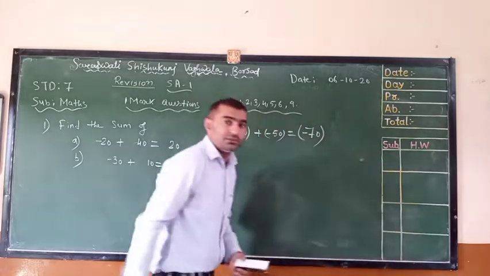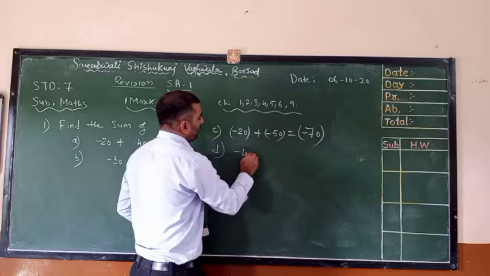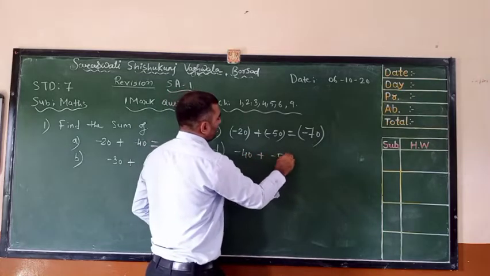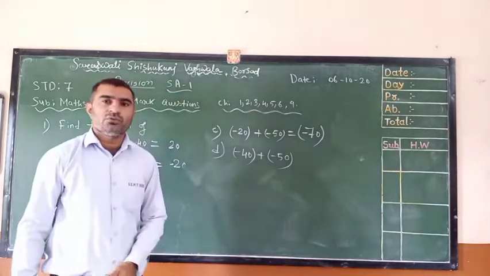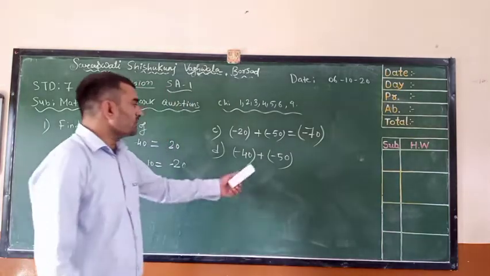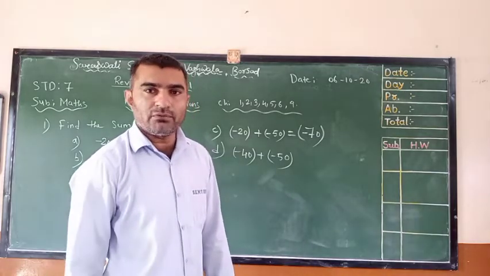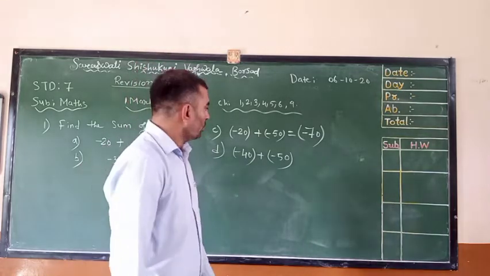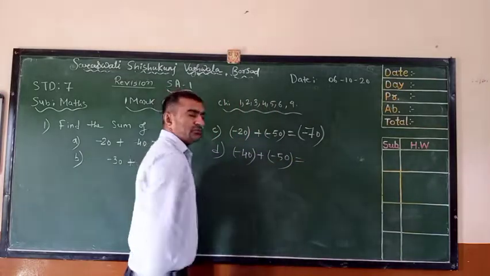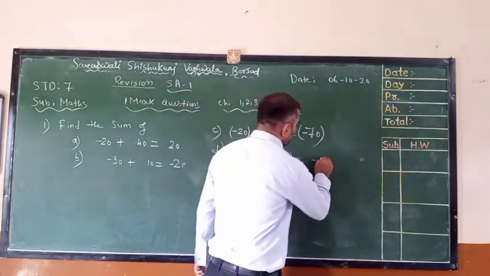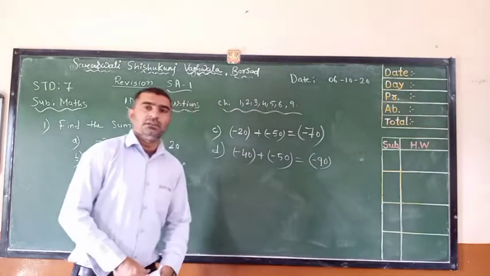Now the next question is minus 40 plus minus 50. Again, if you want to find the sum of these two integers, both are negative. If both are negative, we have to add the integers and give a negative sign. 40 plus 50 is 90, and we put a minus sign, so the result will be minus 90.